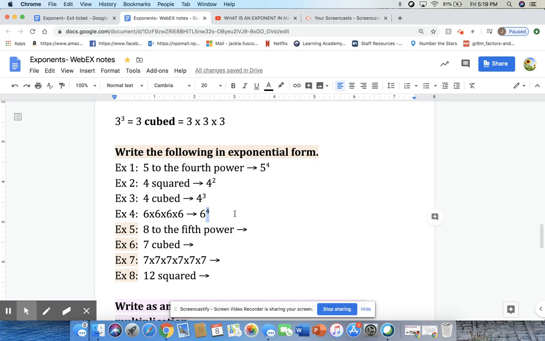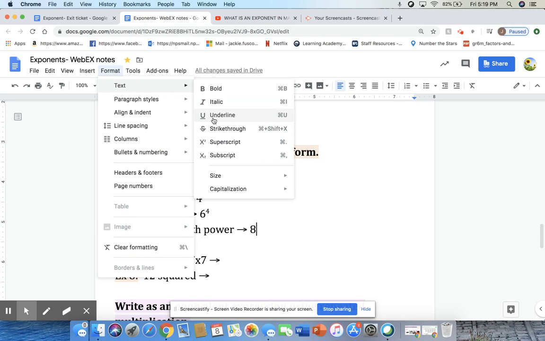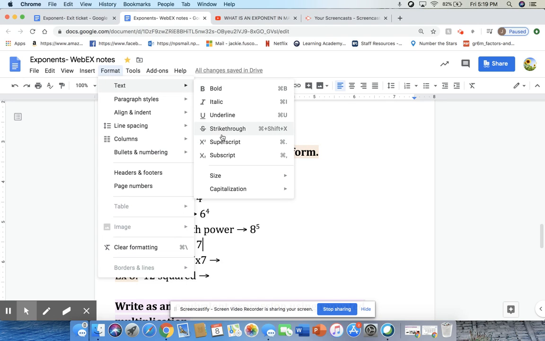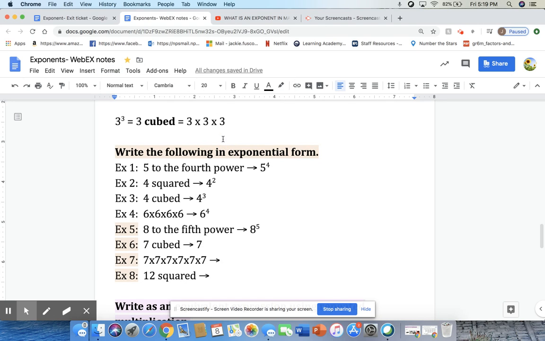Now some examples we did together. 8 to the 5th power. So 8 is my base. And to the 5th power means that my exponent is going to be a 5. That's my 5th power. 7 cubed. 7, remember cubed is special for the power of 3. So I need an exponent, format, text, superscript, an exponent of 3. Cubed means 3. Exponent of 3.